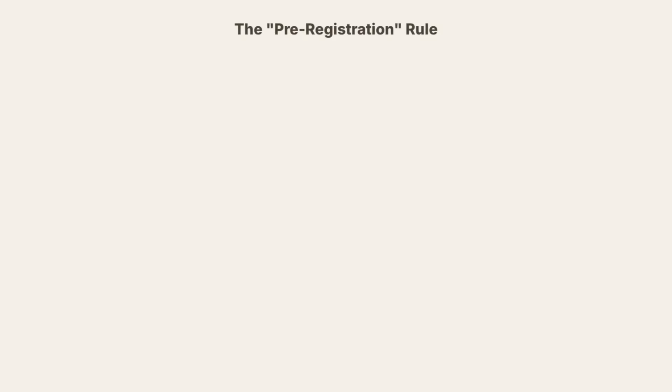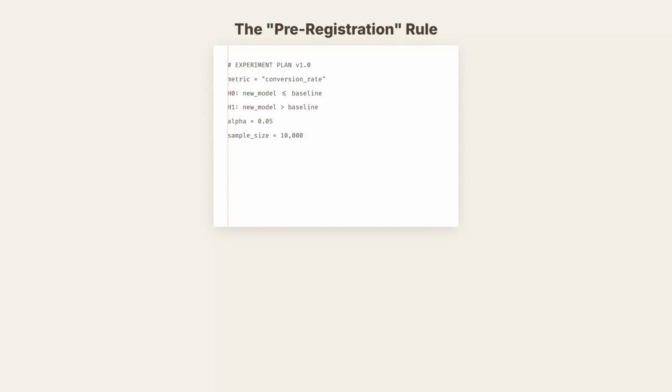Finally, the golden rule of hypothesis testing in ML, write it down before you look at the data. We call this pre-registration. This means explicitly defining the experiment plan, the metric, the hypotheses, and the sample size. Once the plan is set, we lock it.